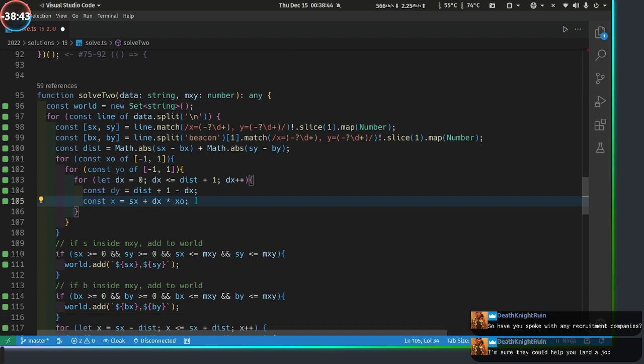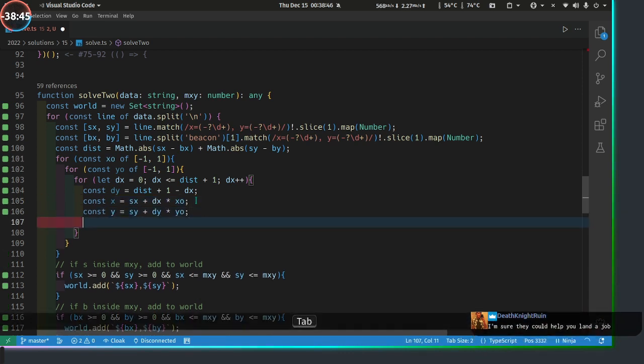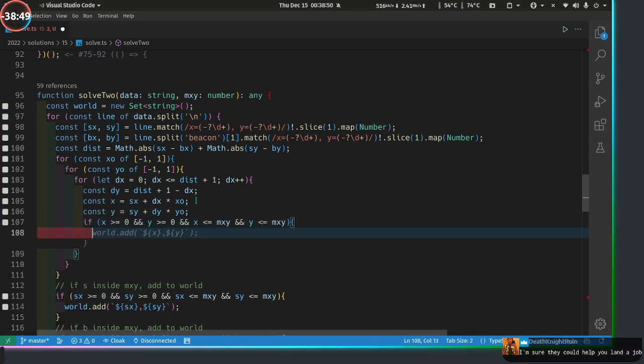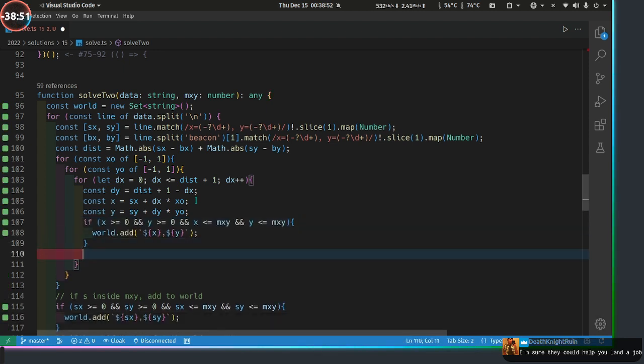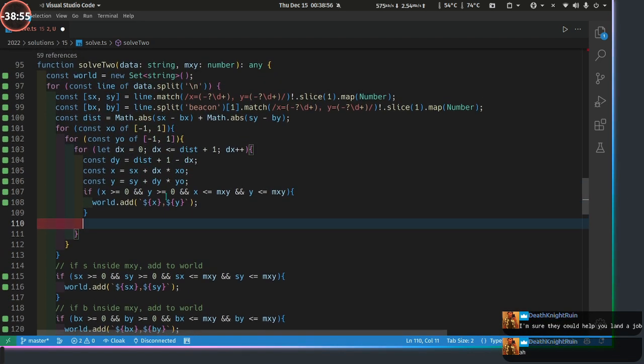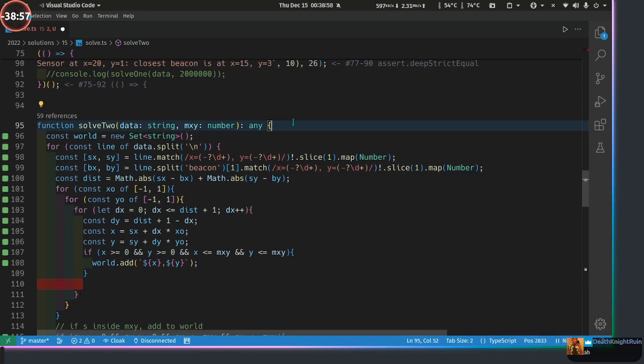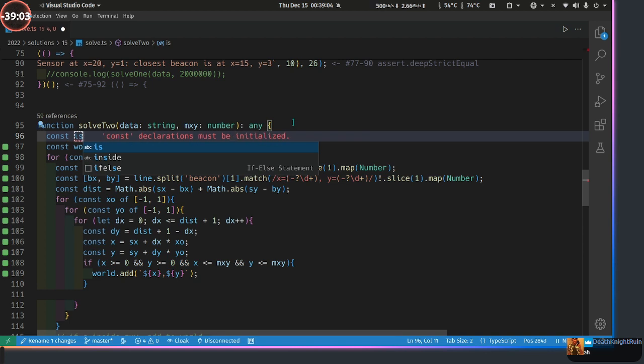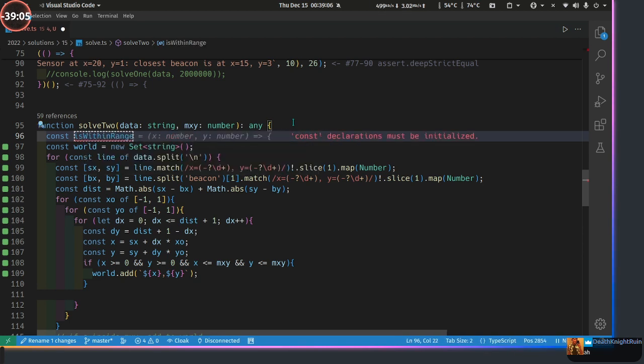X equals... Okay, that looks right. Okay, go Copilot. Go Copilot. Yeah, done what we're doing there. Okay, so this is the first one. I need to cross-check it against all the other ones. const is within range. Right? That seems right.